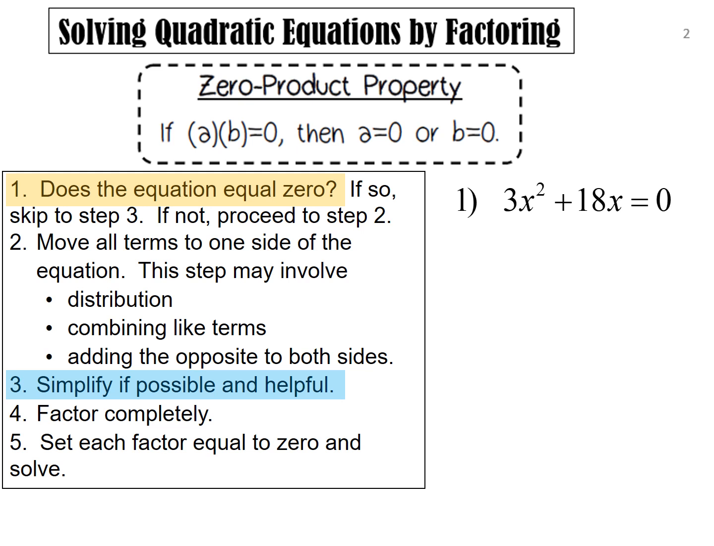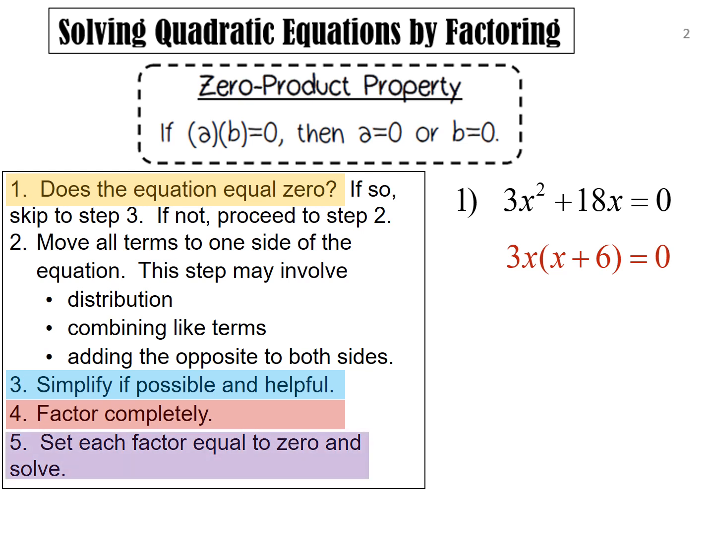We're going to simplify if possible and helpful, and let's see if we can do that, and factor completely. So I'm going to factor out a GCF, which is 3x. And what I have left is x plus 6. And of course, it's set equal to 0. Here we're going to set each factor equal to 0, and we're going to solve.